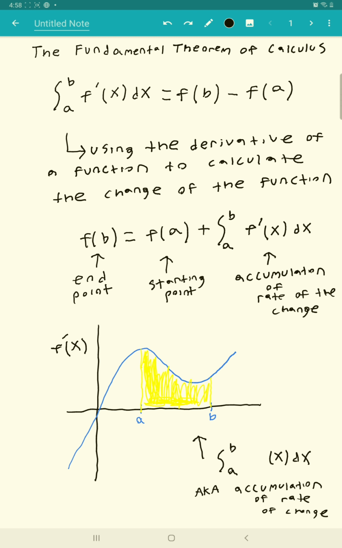Hello guys, this is Carter, and in today's video I want to go over the second fundamental theorem in functions that are defined by an integral.